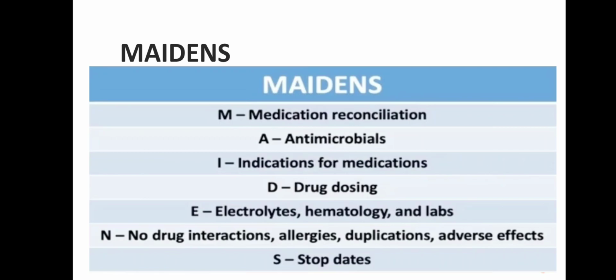This MAIDENS mnemonic is actually for the medications that we have entered, so we need to review the medications daily. M stands for medication reconciliation, A is for antimicrobials, I is for indication for the medications, D is for drug dosing, E is for electrolytes, hematology and labs, and N stands for no drug interactions, allergies, duplications, adverse effects, and S stands for the stop dates that should be mentioned whenever we are entering any medicine in the patient's file.